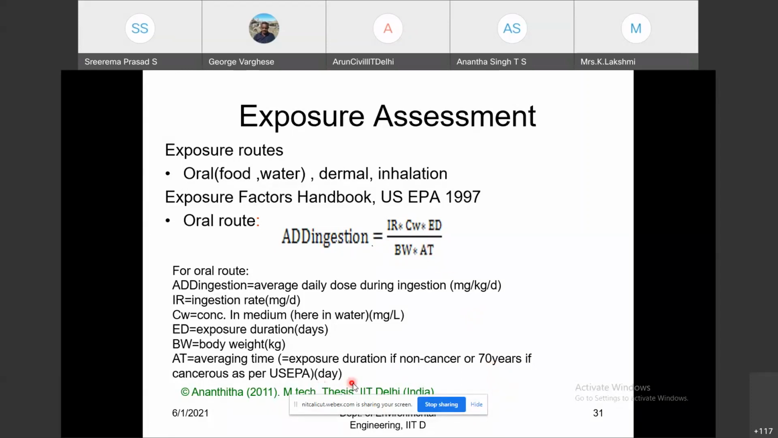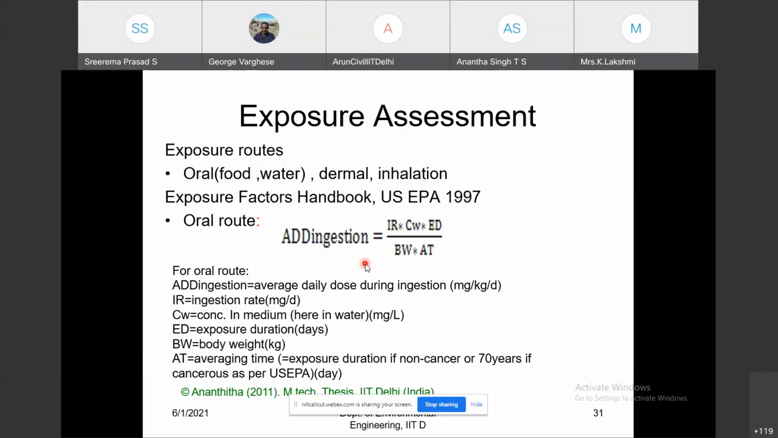But if you're talking about, let's say, non-cancerous health effect, then we can basically equate that with respect to exposure duration. It means if I'm exposed for 30 minutes, then I need to normalize my average daily dose with respect to 30-minute exposure. Once we do this, then we will be getting average daily dose ingestion information. A similar formula will be tweaked a little bit to find the average daily dose for inhalation.